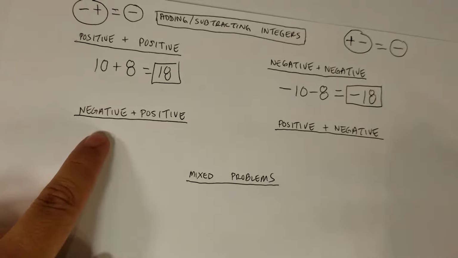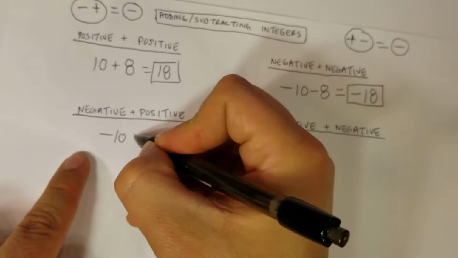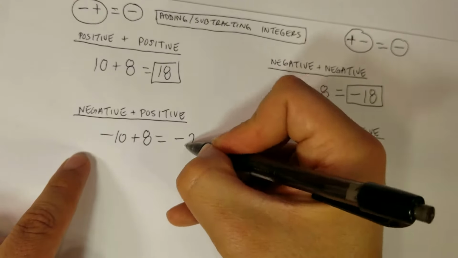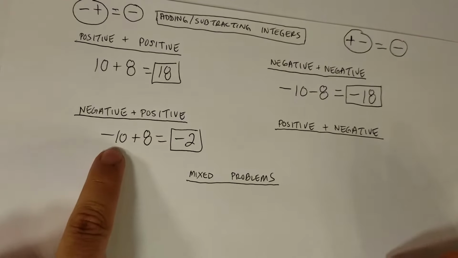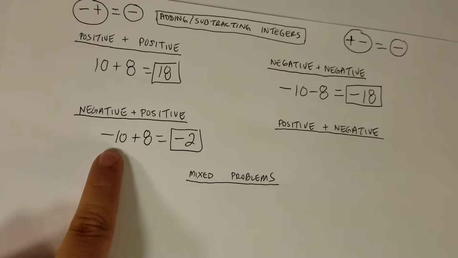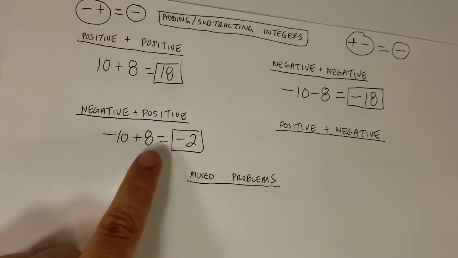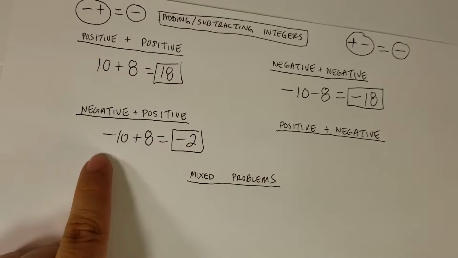Negative and a positive. Let's say you have something like negative 10 plus 8. That's going to give you a negative 2. Why is it a negative 2? You have to subtract, and the sign in front of the bigger number is the one you're going to keep at the end for the final result. So you subtract them, and you keep the sign of the biggest number, which in this case is negative 10.